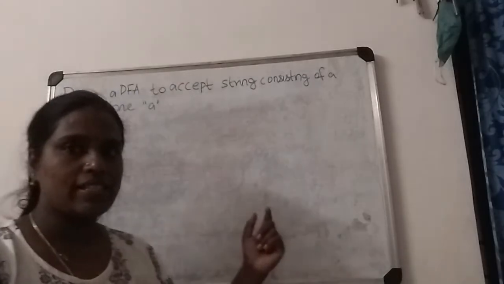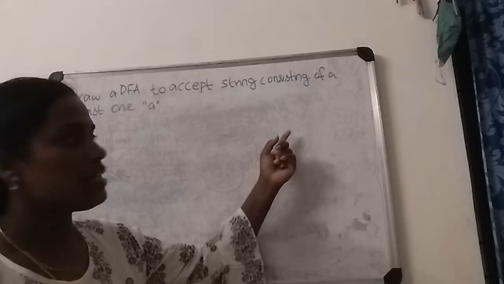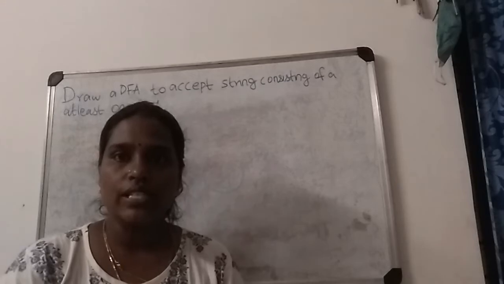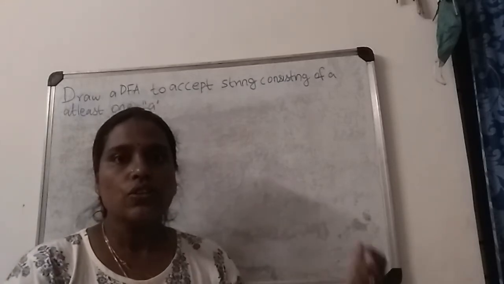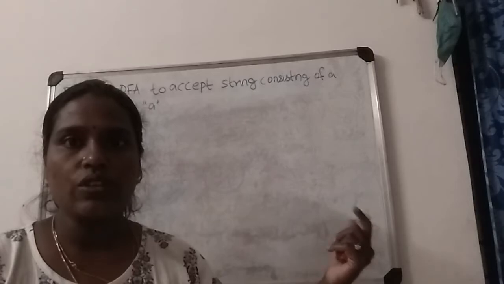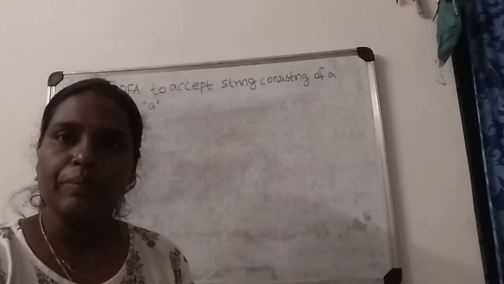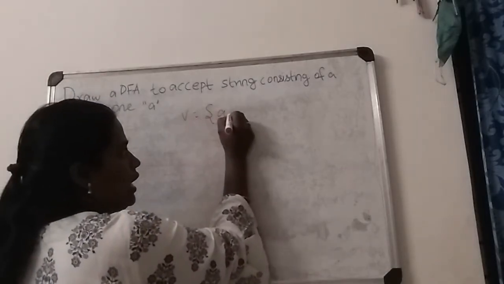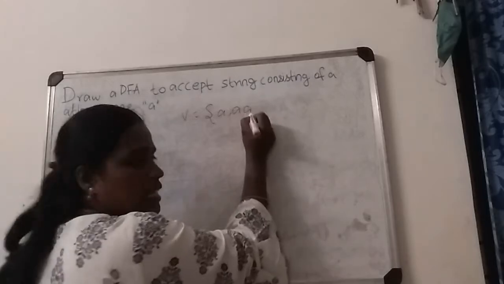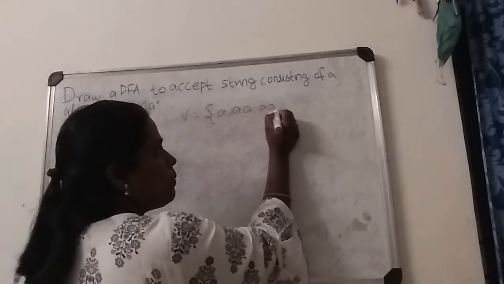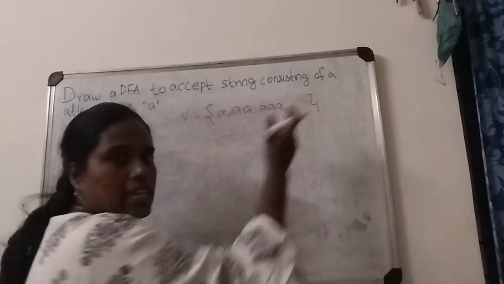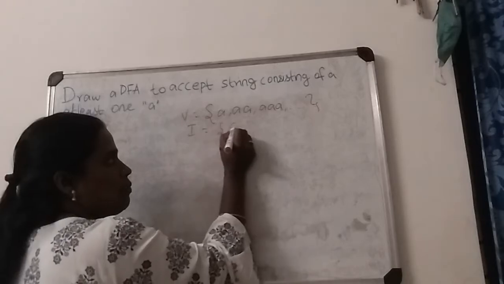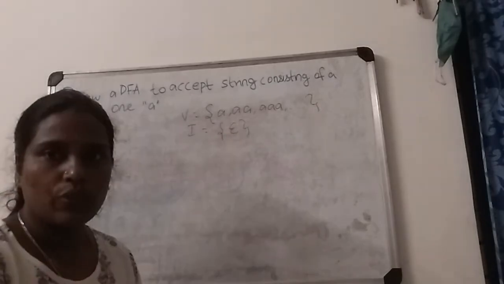Thank you. I'm going to discuss how to draw a DFA to accept strings consisting of at least one A. While reading the question, we need to understand which is a valid string and which is not. At least one A means the string should have a minimum of one A, and at most it may have any number of A's. So valid strings are A, AA, AAA, and so on. The invalid string is epsilon, because the string should contain a minimum of one A.